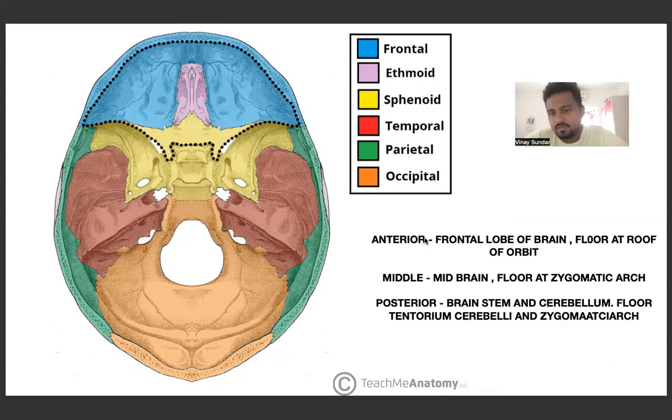The anterior cranial fossa has the frontal lobe of the brain, the floor, and the roof of the orbit. With respect to the middle, you have your midbrain and the floor at the zygomatic arch. And the posterior has the brainstem and cerebellum, with the floor being the tentorium cerebelli, and the zygomatic arch.